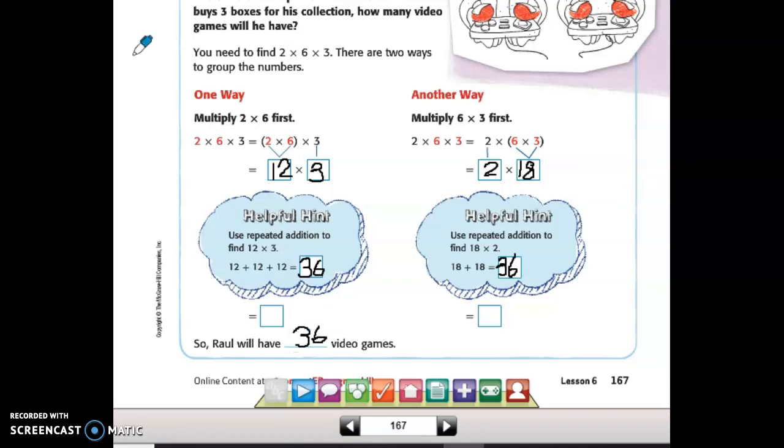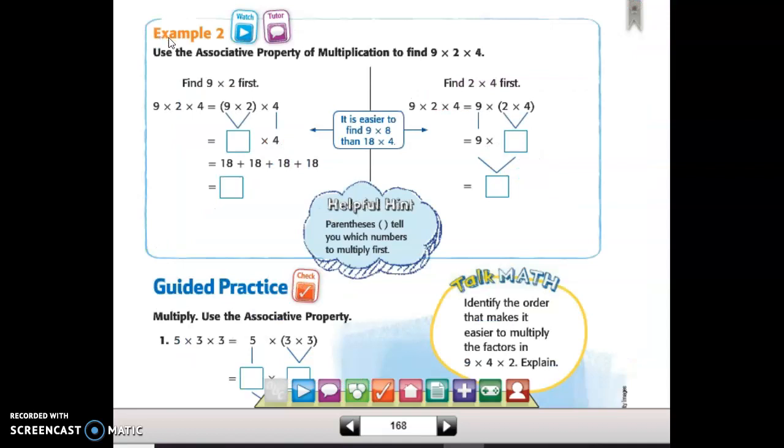And that's example 1. Okay, example 2. Use the associative property of multiplication to find 9 times 2 times 4. And keep in mind this only works as long as all of the operations are multiplication. If you have a subtraction or division, this same strategy will not work.